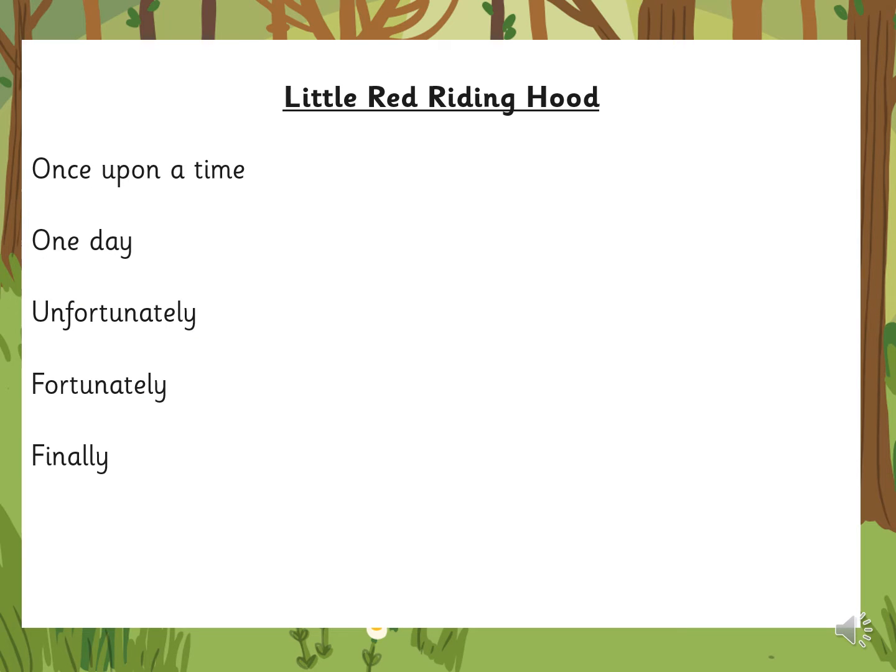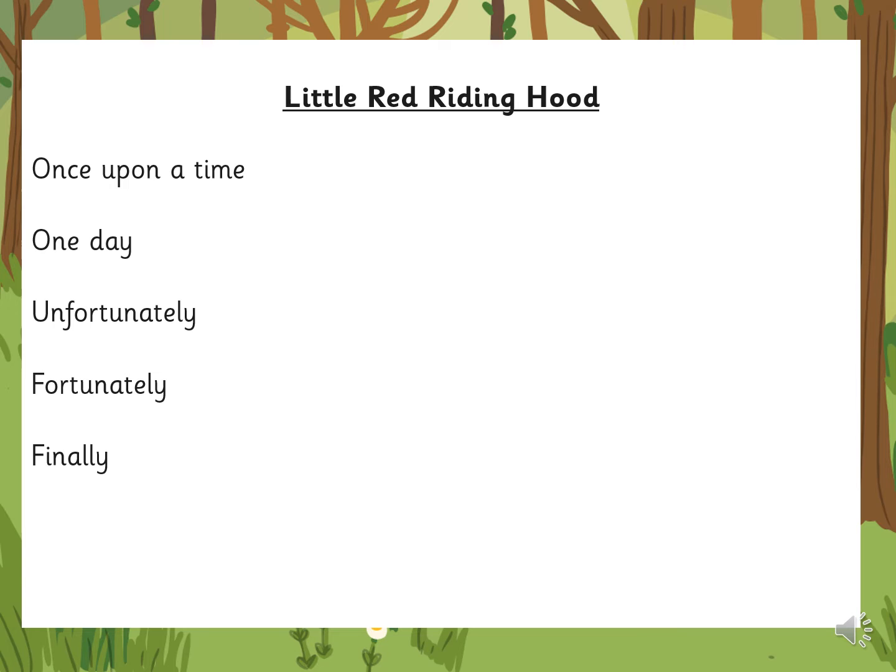We usually have once upon a time, one day, unfortunately, fortunately and finally. And usually with our sentence starters, the first one tells us who the story is about. Once upon a time there was a boy called Jim. The second one usually tells us where the story is happening. One day they went for a walk on the moon.